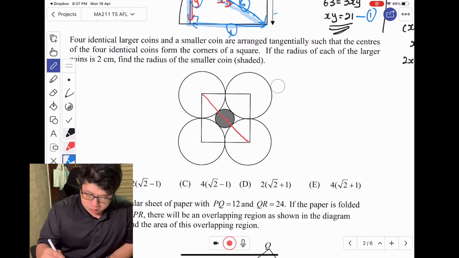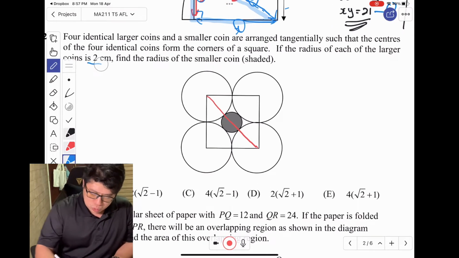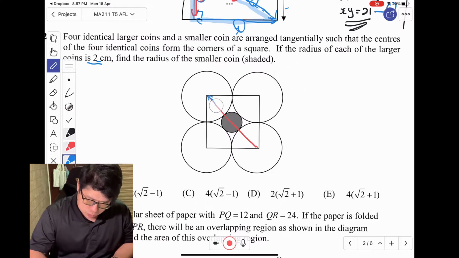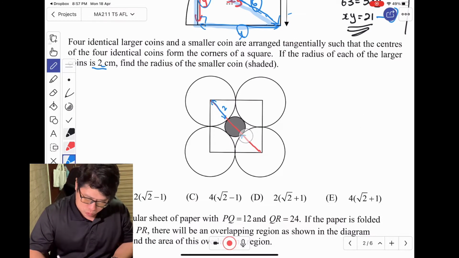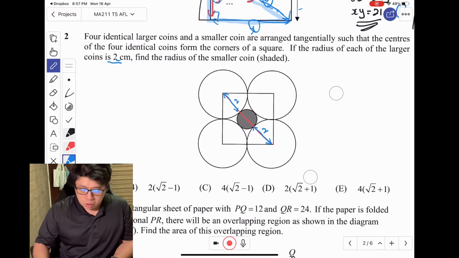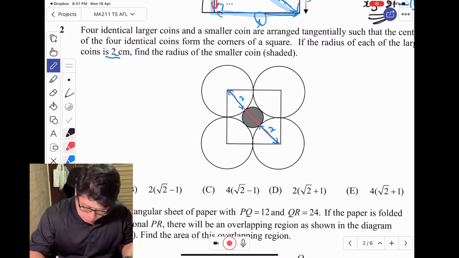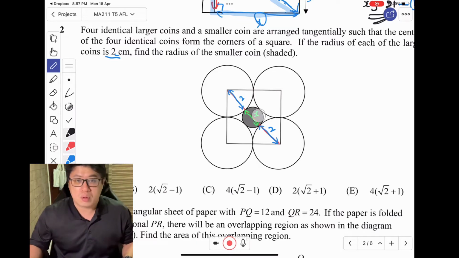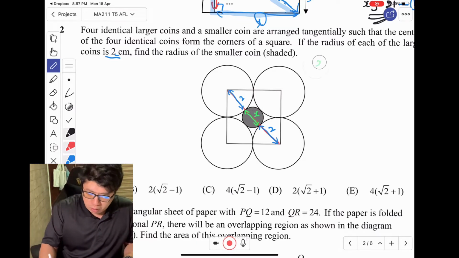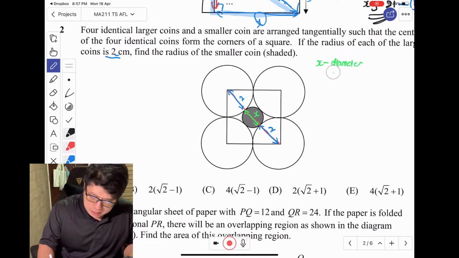Okay, so from here, if we know that the radius of the large circle is 2 cm, then this part is 2 and this part is 2. I'm going to call the diameter of the small circle x. So x will be the diameter of the small coin. For simplicity's sake, I'm just going to call it x.